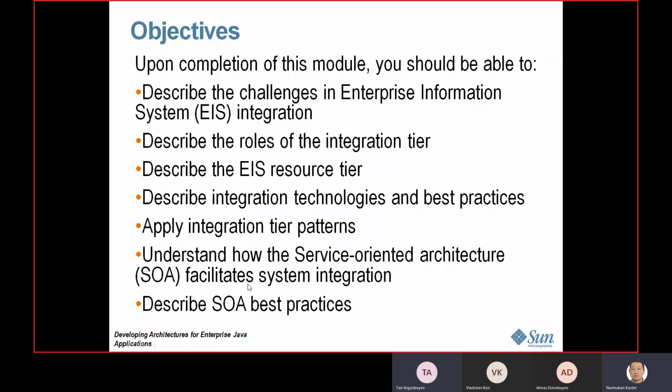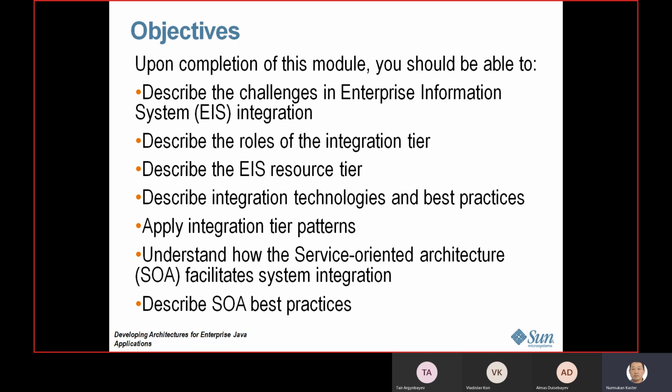Second of all, after that, we reviewed the web tier. Of course, after that, we already reviewed the business tier last time. Now it is the resource tier.